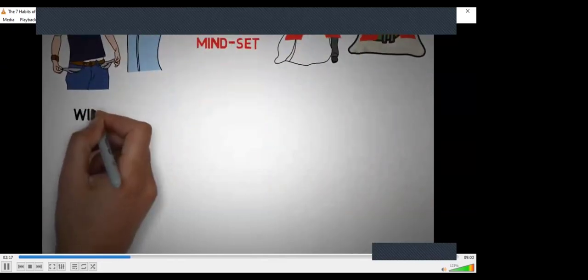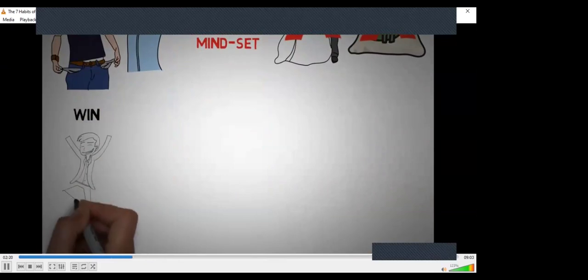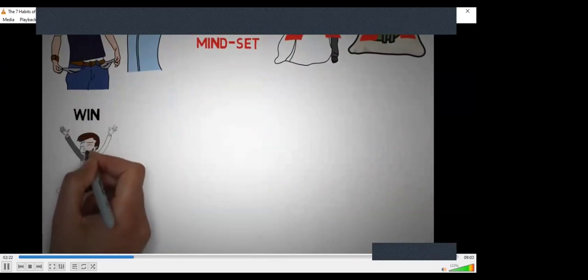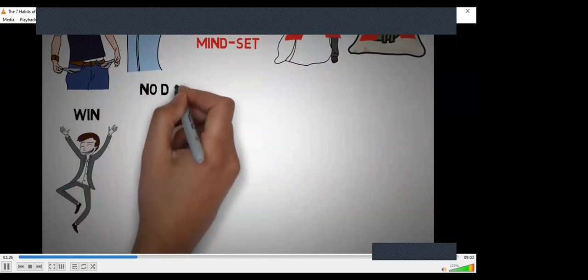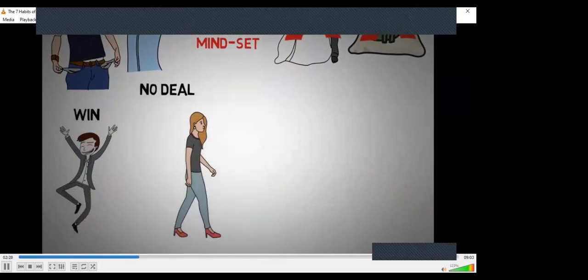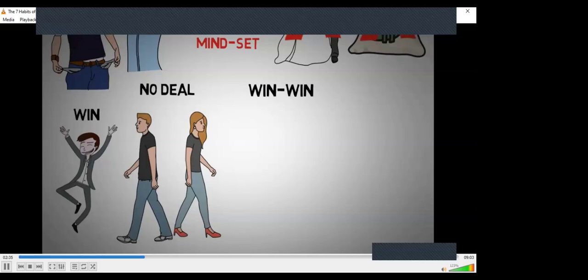Then you have the win, and this is not really a relationship at all. This is you just getting what you want and not providing value to anyone else, and it's pretty much just selfish. Next, there is no deal. This one's pretty much neutral. If you can't come to a deal where you both benefit, then there's no deal. And then we come to the best type of relationship, which is a win-win.